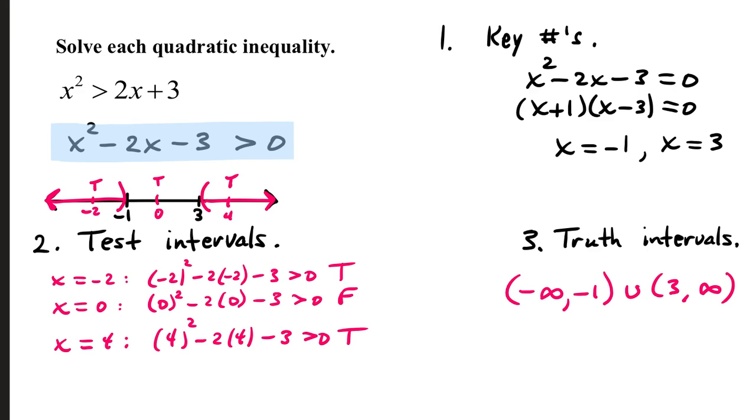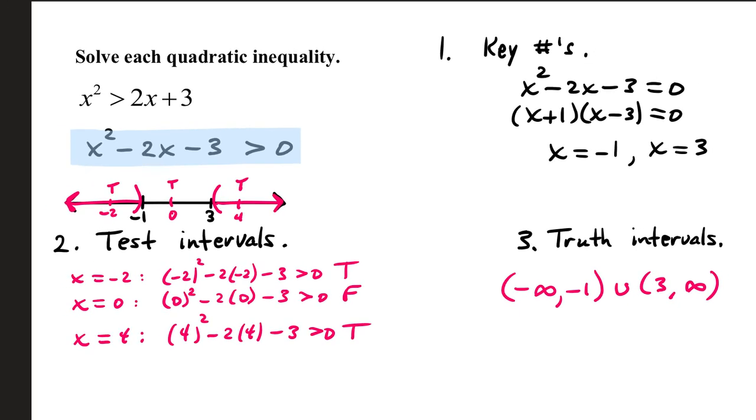Our last example, we have x squared greater than 2x plus 3. So I'm going to quickly solve by, or at least get a 0 to show up by subtracting 2x and subtracting 3 on both sides. This statement is equivalent to x squared minus 2x minus 3 greater than 0. X squared minus 2x minus 3 set equal to 0 will give us key numbers of -1 and +3.